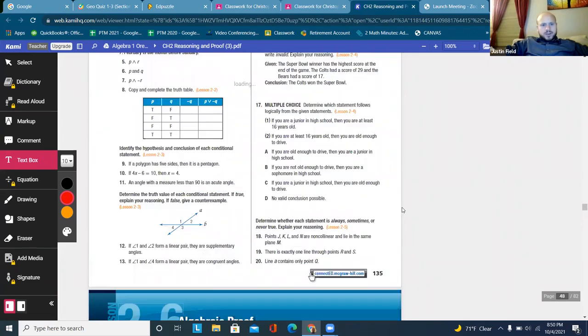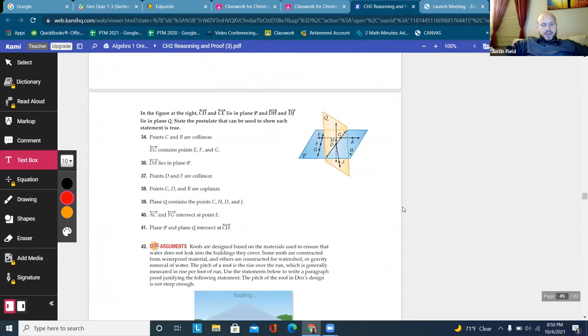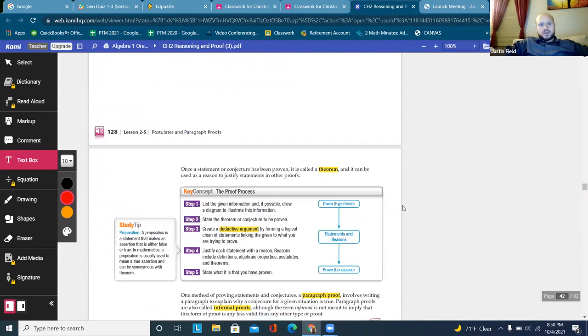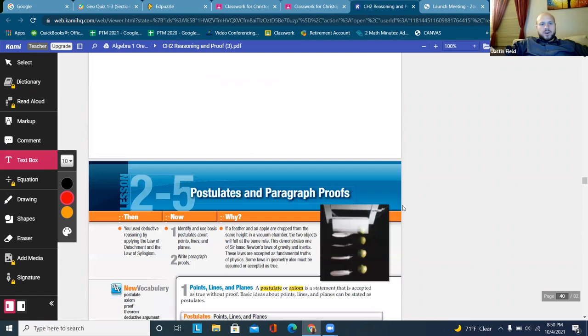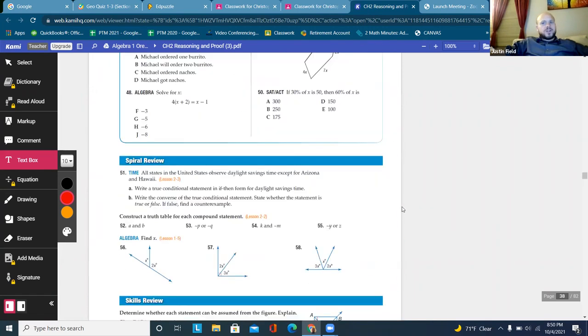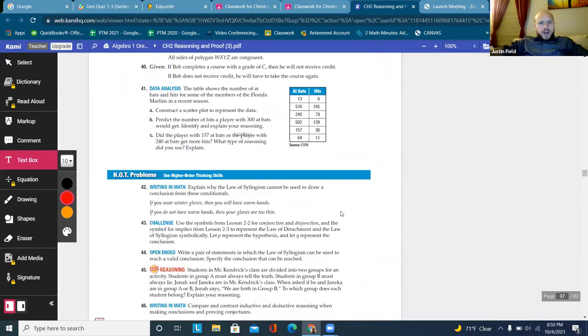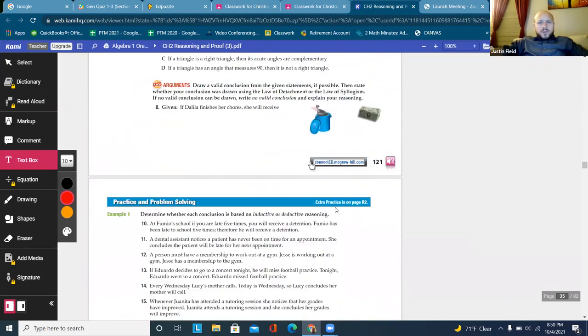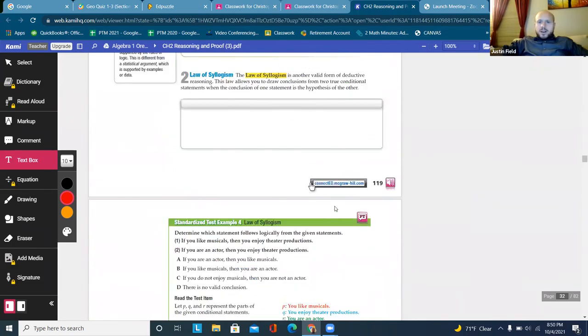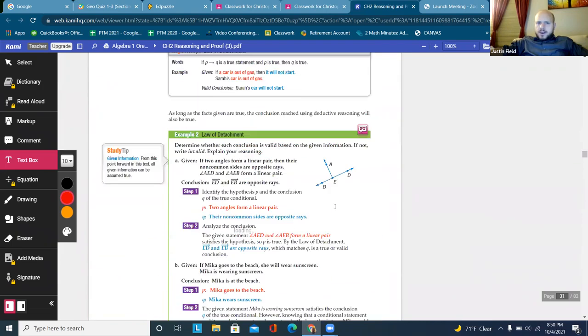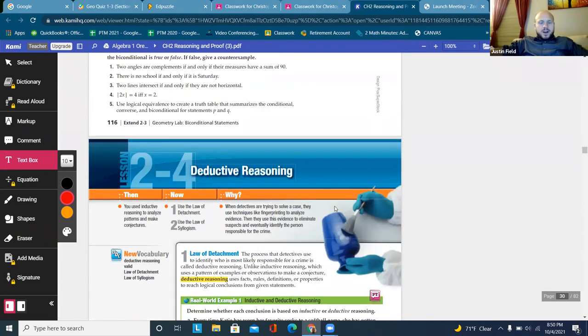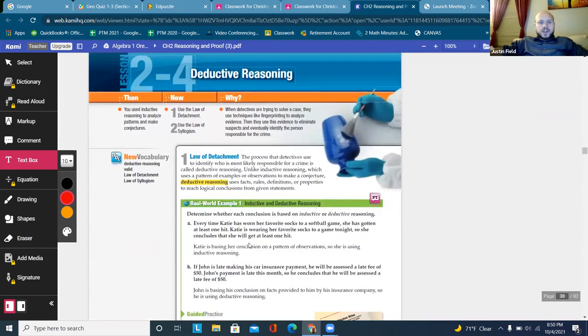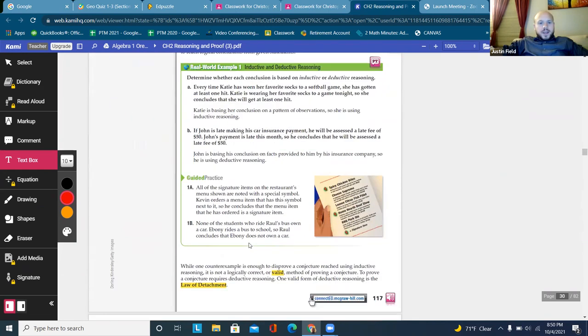So let's scroll on back to section 2-4. And remember, before you watch this video, if you haven't done the yellow section in the textbook organizer, stop, pause the video, and do the vocab. Because otherwise, when I'm using the vocabulary, you might be like, what's he talking about? All right, so here we are, section 2-4, deductive reasoning.